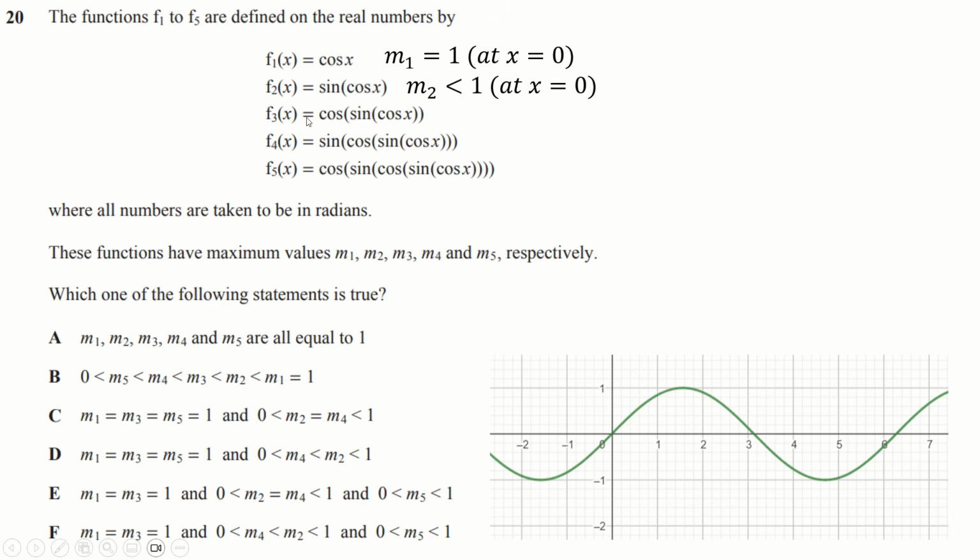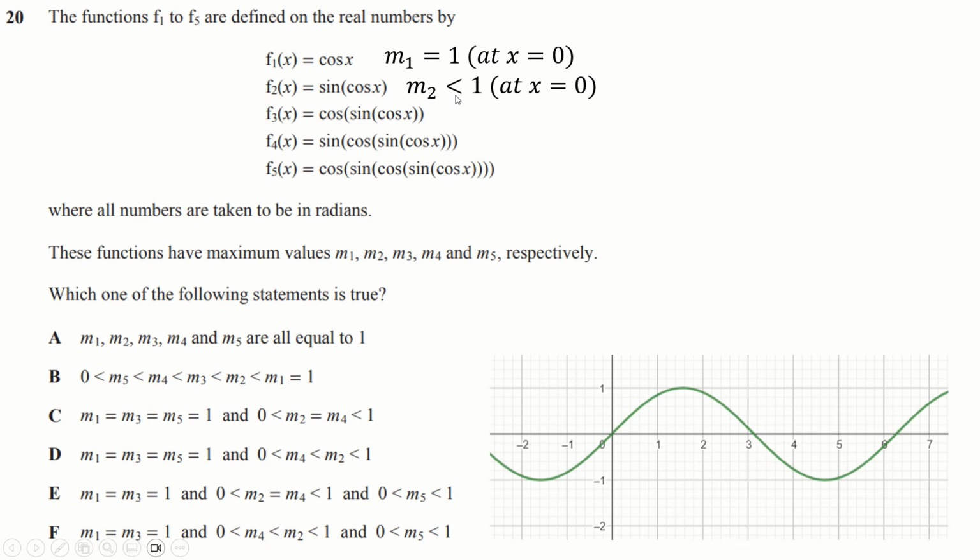Now this one here, we choose x to be pi over 2, because that makes cos 0. Sine of 0 is 0, and then cos of 0 is 1. And so we end up with a maximum value of 1 here as well, which takes a bit of effort to find. But anyway, we can scroll out here, right?